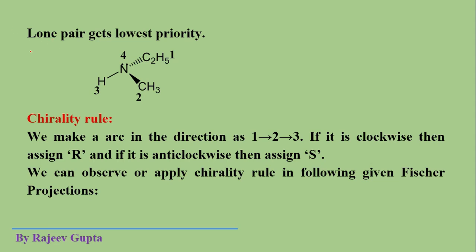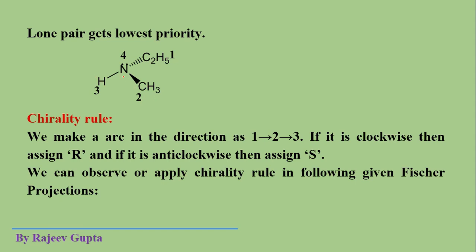Now this is the last rule: a lone pair gets the lowest priority. Suppose the example is this amine derivative. In this amine derivative, a hydrogen atom is present, this methyl group and this ethyl group, and here a lone pair is present. This nitrogen atom is sp3 hybridized, so it has a tetrahedral arrangement with the lone pair. So all four groups are different, so this molecule is chiral. But it is optically inactive because pyramidal inversion is present in this molecule, but actually it is chiral.